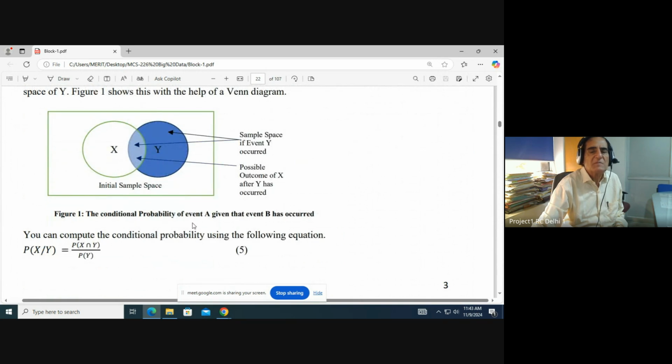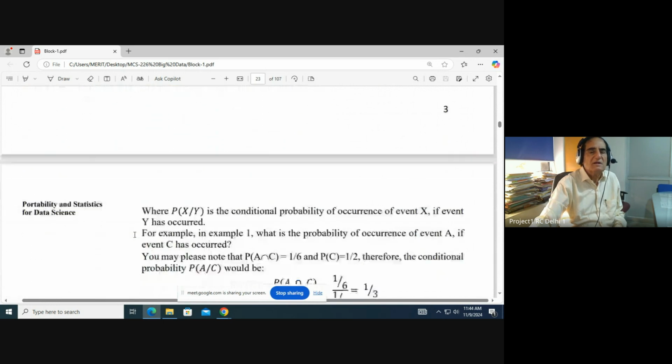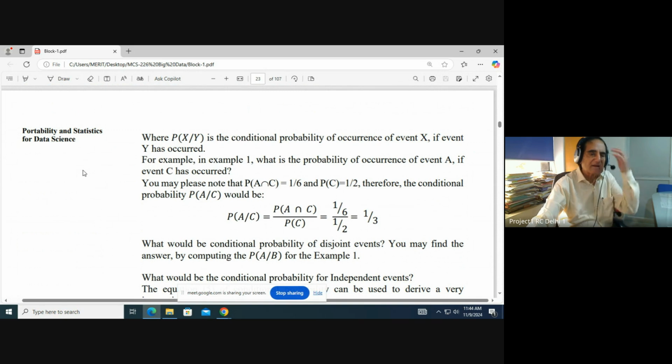So the conditional probability of event A given that event B has occurred. So this is P(X|Y) is P(X and Y) upon P(Y), because Y has already occurred. So that type of thing is done. So probability and statistics of the data science. P(A|C) is P(A and C) upon P(C), 1 by 6 upon 1 by 2, 1 by 3, because this is 1 by 6, this is 1 by 2, and so 1 by 3.